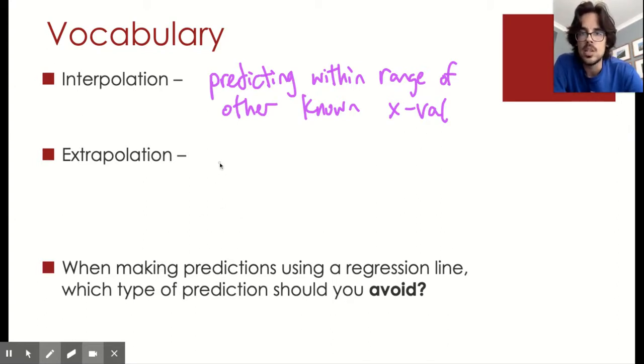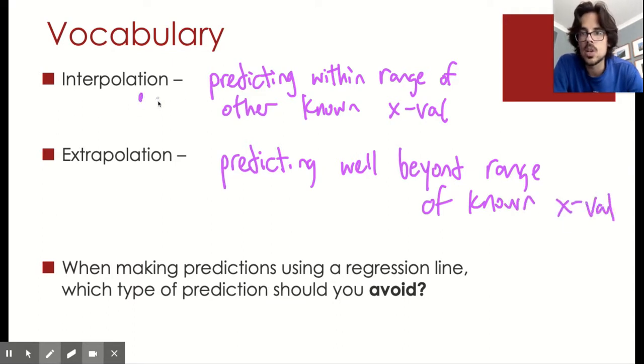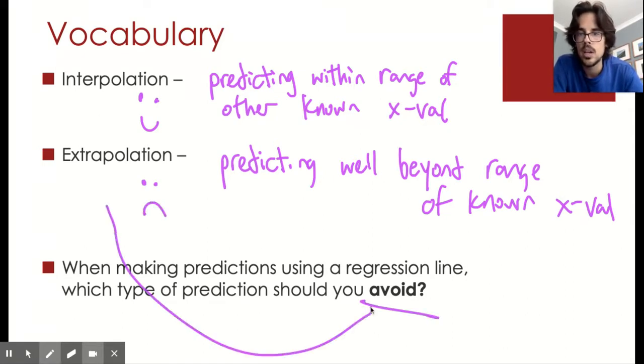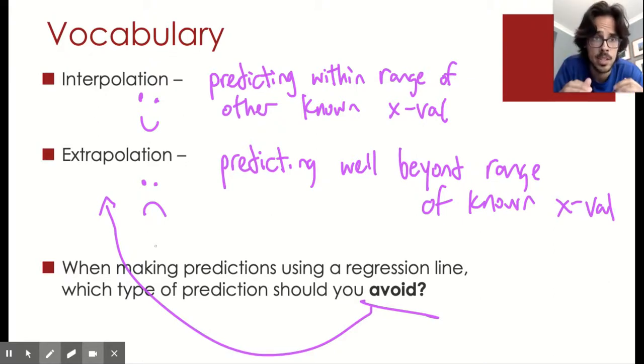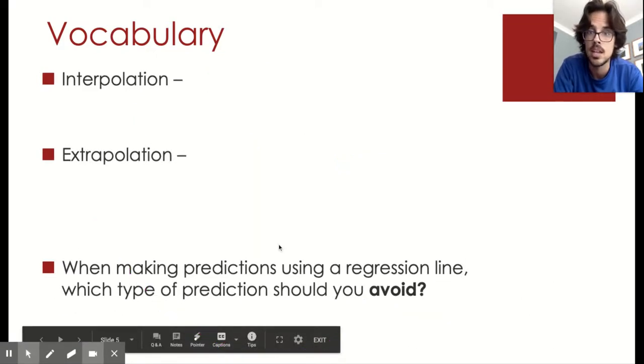But extrapolation is when you predict well beyond the range of known x values. Interpolation is going to work pretty well. Extrapolation, not so much. So you should avoid making extrapolations with data sets. Just like in our cans of soda, tapping for 60 seconds, it doesn't make sense that there would be 400 milliliters because you can only have 330 in a can. So be careful about making predictions way beyond the scope of the data you have at hand.